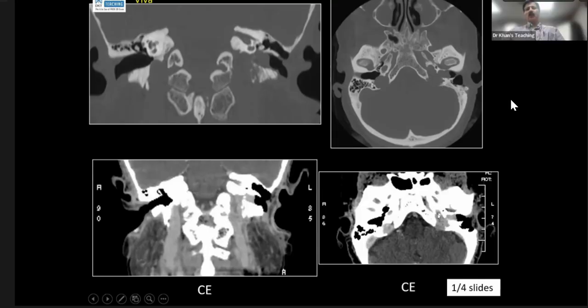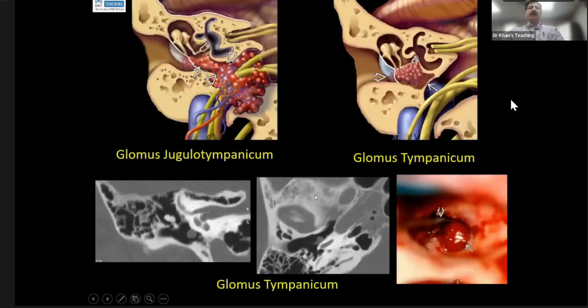But yes, you are right that it is also involving the jugular foramen. Indirectly, we are just debating the word here to use. It is from the jugular foramen, it is going into the middle ear cavity. So this type of glomus tumor is known as glomus jugulotympanicum. Are you with me? Yes. Okay, so good. Let me tell you the concept.